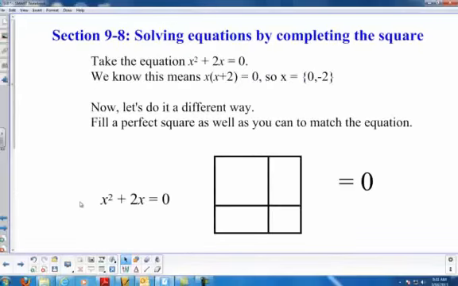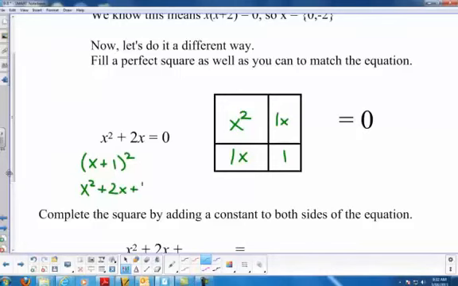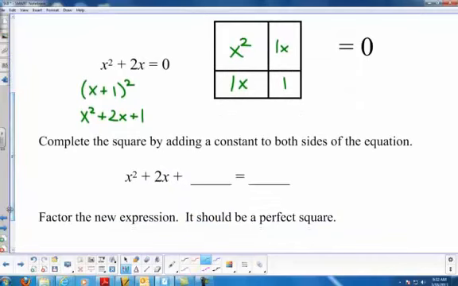X squared plus 2x equals 0. And we're going to think about this a little bit different way. If I have an x squared here, if 2x is going to be the same exact number, that means that each of these are going to have to be a 1x. So I'm thinking I need x plus 1 squared, which means this last square is going to be a 1, because this would FOIL out to x squared plus 2x plus 1. So we're going to add a 1 to both sides, because we have to keep the balance.